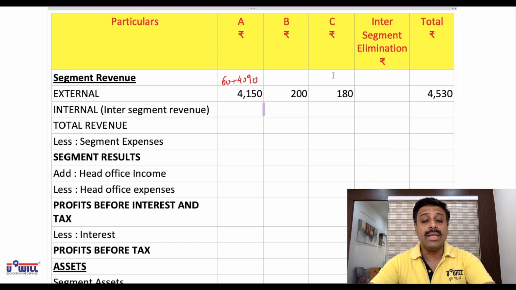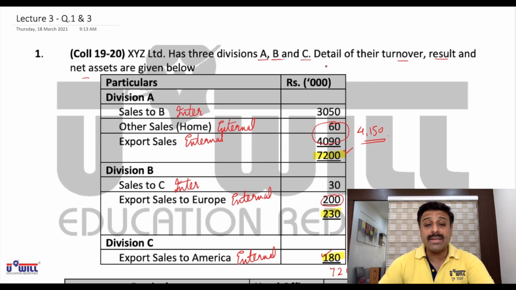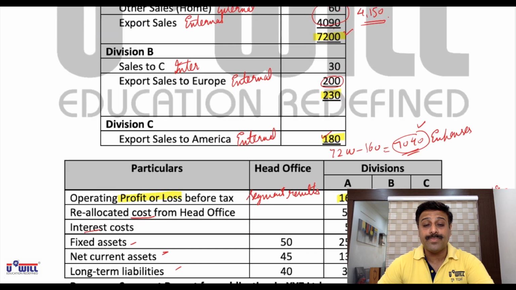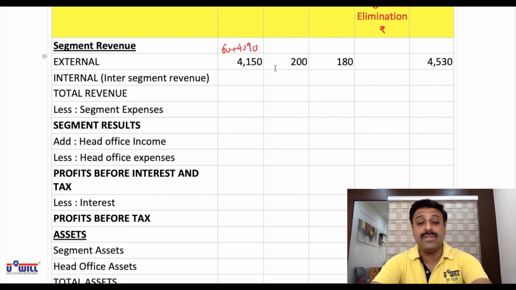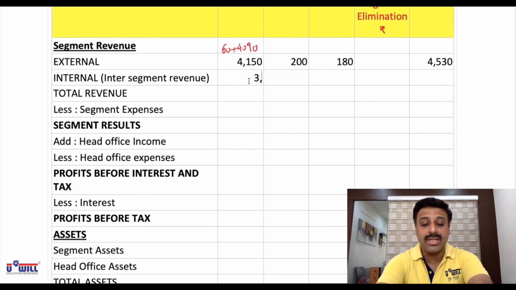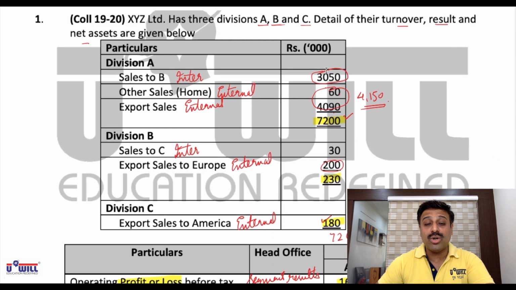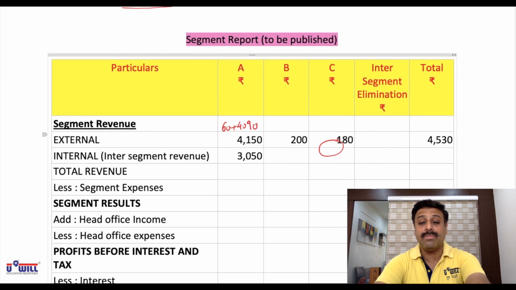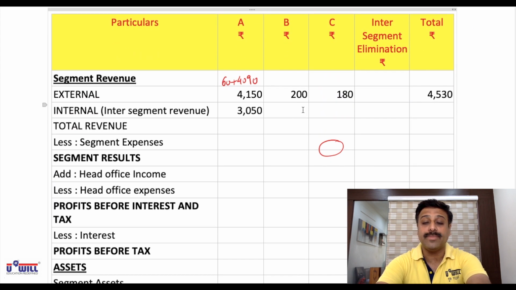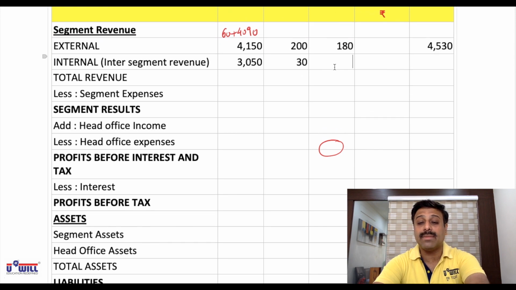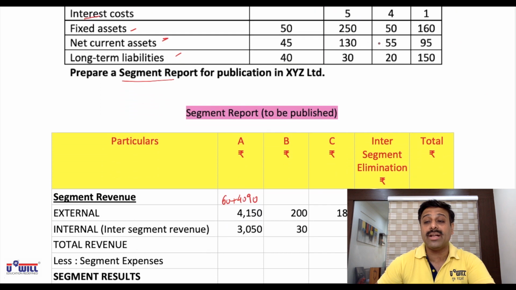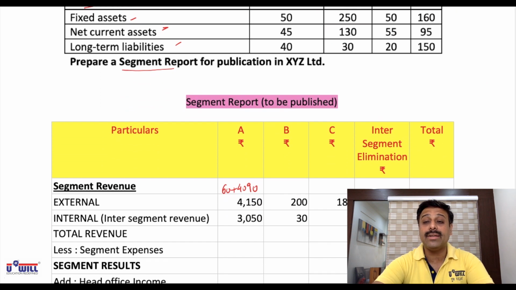Now, inter-segment revenue. Inter-segment revenue in case of segment A is 3050. Inter-segment revenue means division A sold to B, so it is 3050. Same way, segment B sold to segment C is inter-segment revenue of 30. Now, in segment C, there is no inter-segment revenue. Segment C has direct export sales to America only.